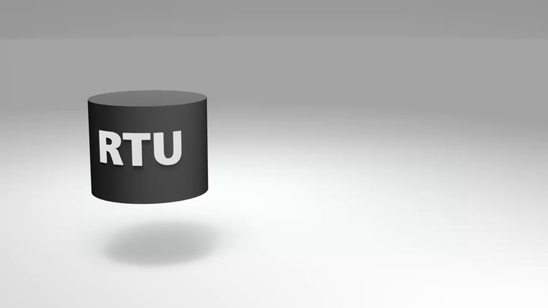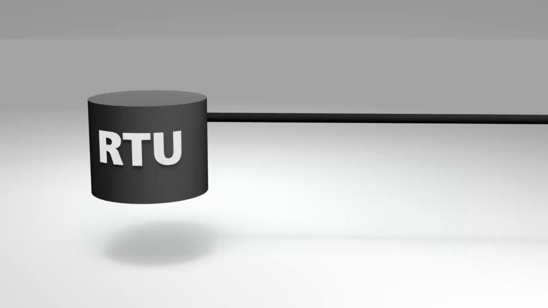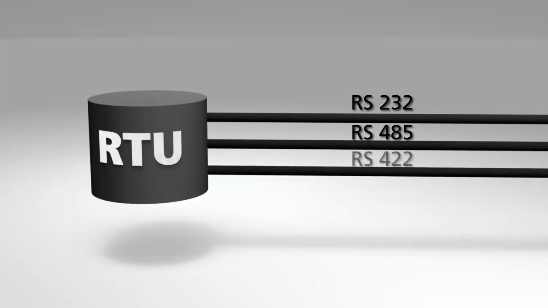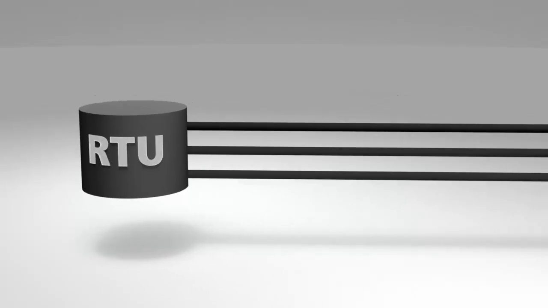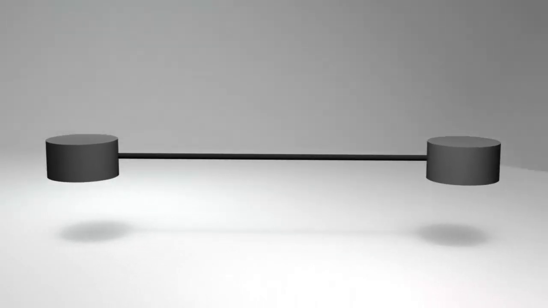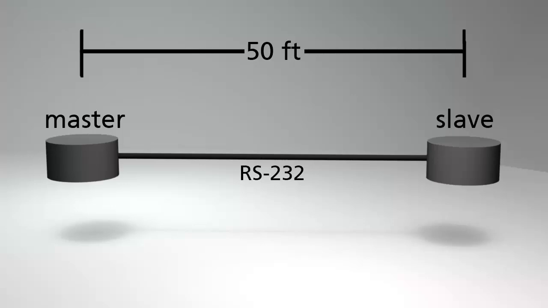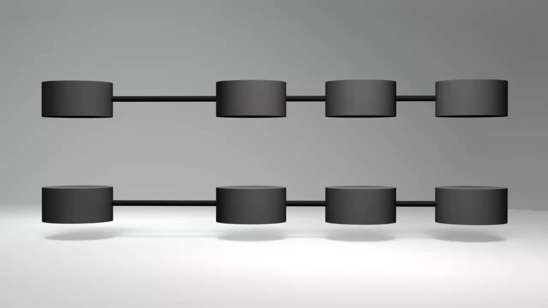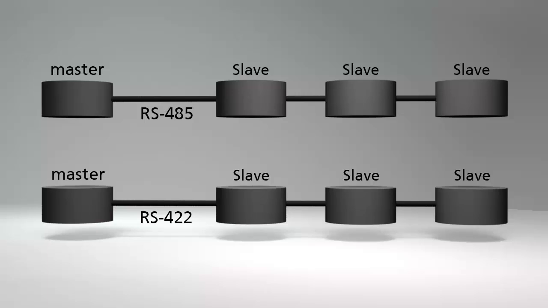Modbus RTU devices typically use one of three electrical interfaces: RS-232, RS-485, and RS-422. RS-232 is a simple point-to-point arrangement. If you only need to connect one device to another, and the distance between the two devices is less than 50 feet or 15 meters, then RS-232 will do the job. To connect more than two devices on the same line, and or have a distance of greater than 50 feet, you should use RS-485 or RS-422.